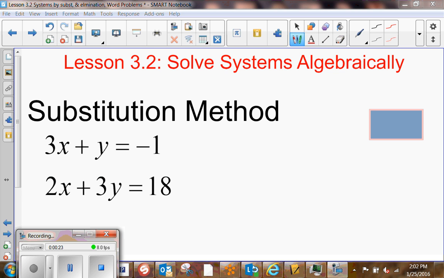What's the root word in substitution? Very good. Substitute. There's a reason they use it. They call it that method because you are literally going to substitute something for something else. If you are cooking and you do not have an egg, you can substitute. I think it's half a cup of applesauce for an egg. I've done it before and it does work.